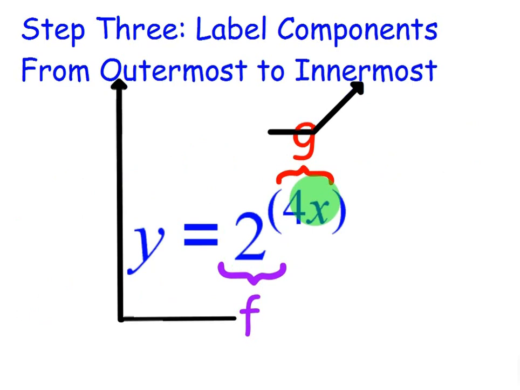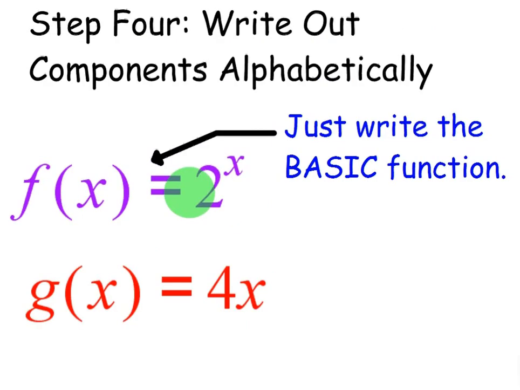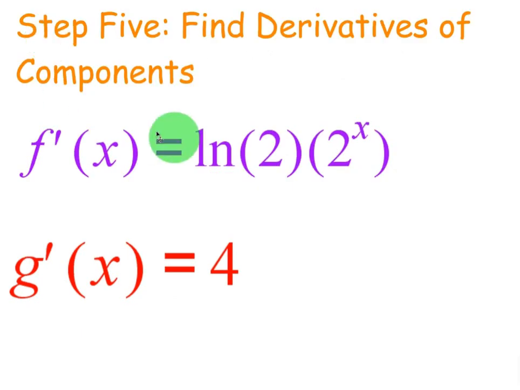So let's take the derivative of each of those. Now that we've figured that out, it's the basic function, right? So f of x is 2 to the x, g of x is 4x. The derivative of 2 to the x, according to our rule, the derivative of a to the x is ln of a times a to the x, right? In this case, a is 2, so it's ln 2 times 2 to the x. And the derivative of g, which is 4x, is just 4.